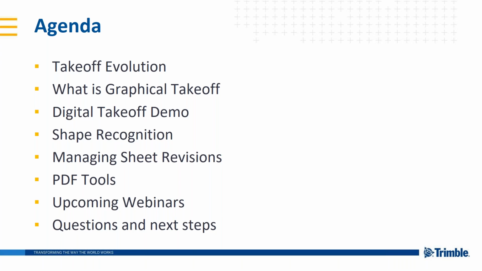I'm going to try to go into electrical, mechanical, and sheet metal, so you can see it in whatever trade you might be from. Then there are some other things we can talk about: shape recognition, which is similar to auto count; managed sheet revisions, similar to overlay; and PDF tools. Then we'll finish up with some upcoming webinars and some questions.